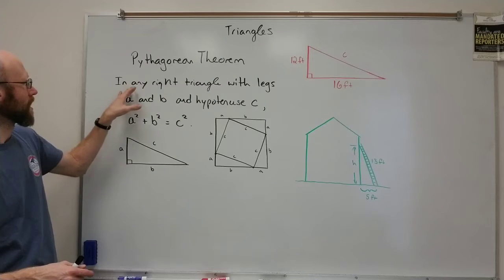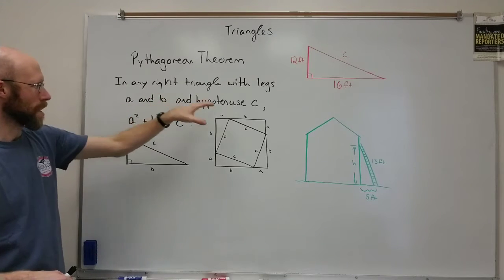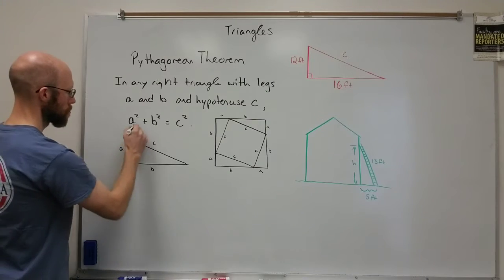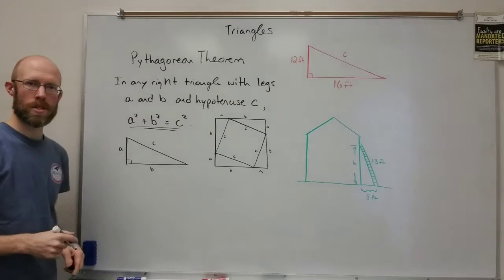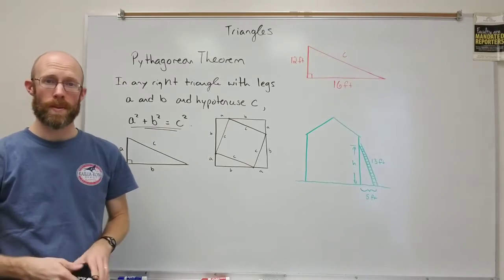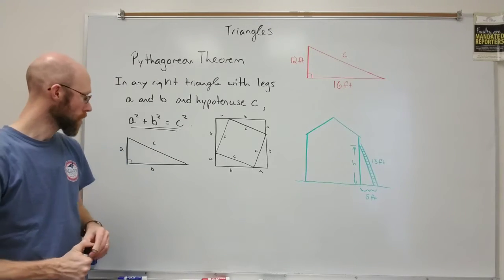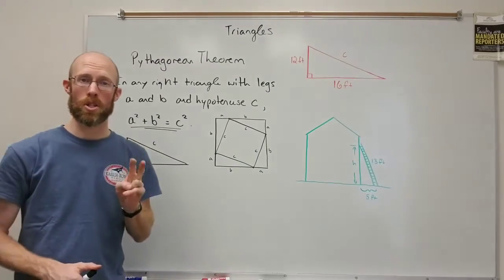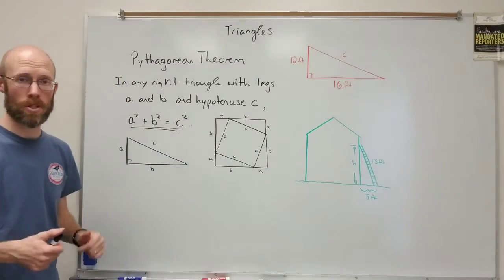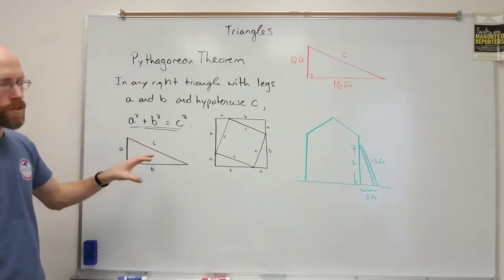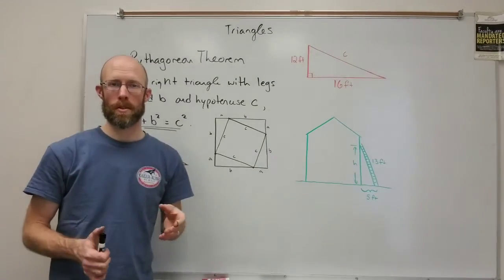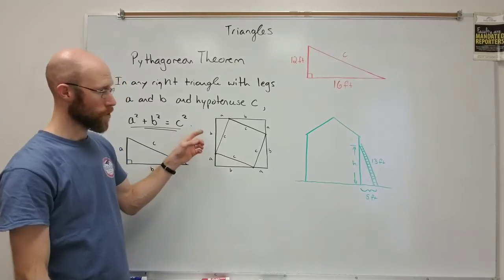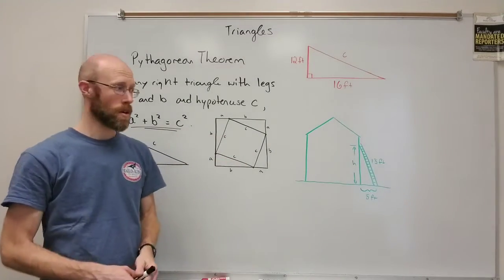In any right triangle with legs A and B and hypotenuse C, this relationship right here, A squared plus B squared equals C squared, is true. That relationship allows you to find any side of the triangle given two of the other sides, and it doesn't matter which two. This can be proven. There are many ways to prove the Pythagorean theorem. My favorite, and the one that I always remember, has to do with areas of triangles and squares.